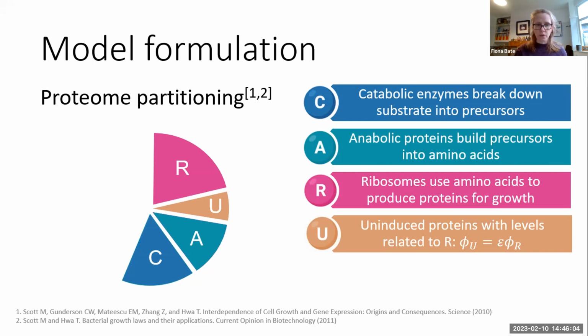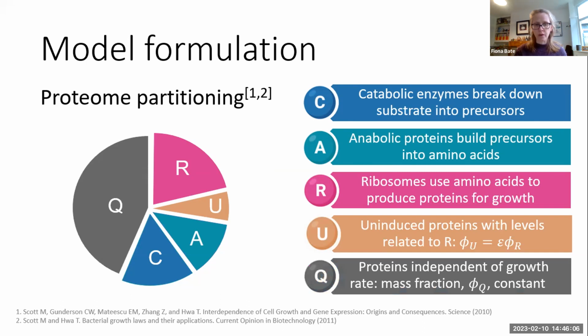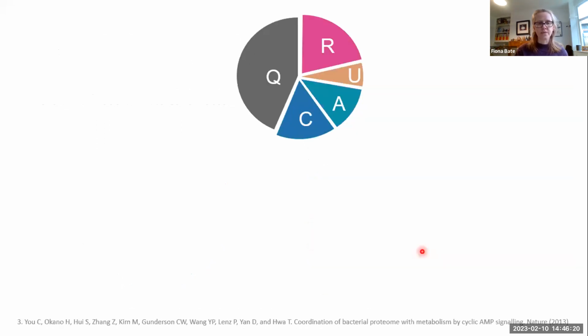There's one more sector that we're looking at, which is sector Q, and these proteins are expressed at the same levels independent of the growth rate. The mass fraction of this sector is constant. So as I've said, the four sectors here depend on the growth rate of your microorganism. This sector is constant.